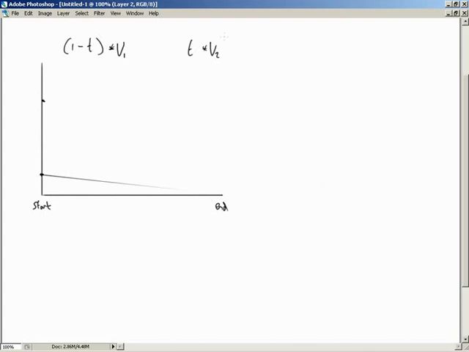And t times value 2 is going to go from 0 to 1 times value 2, so 0 up to value 2. So it starts at 0, but at the end it's going to be up here at value 2. So this is value 2 and this is value 1. So what if we were to take these and add them together? We'd actually get a line that went from here straight up to here. So we get a line that basically goes from value 1 at the start of the curve, and as we progress to the end of the curve we move up to value 2.